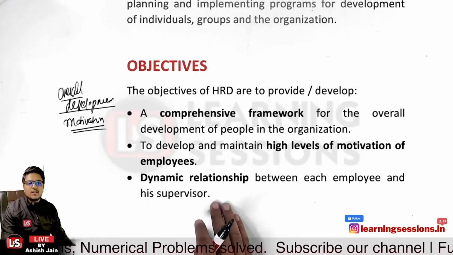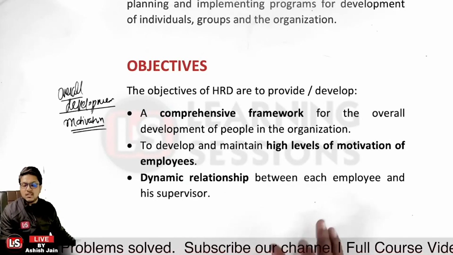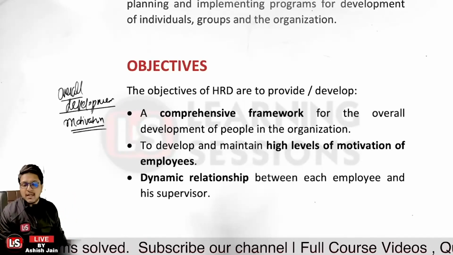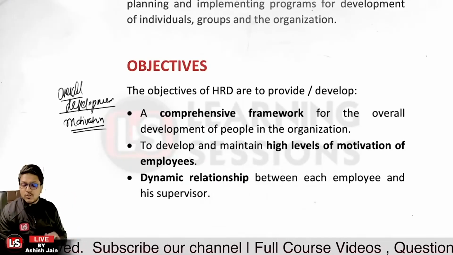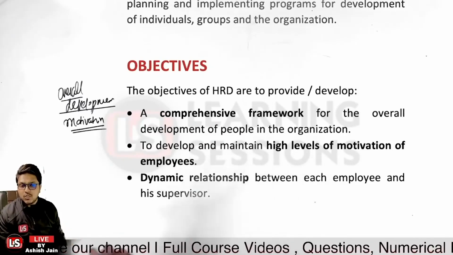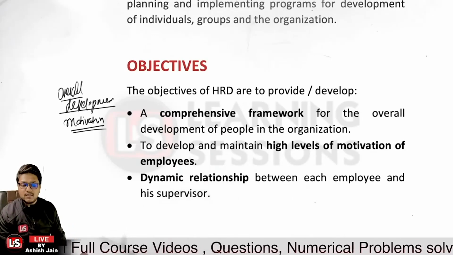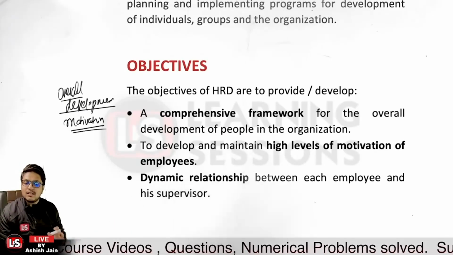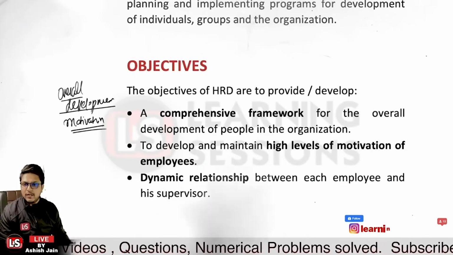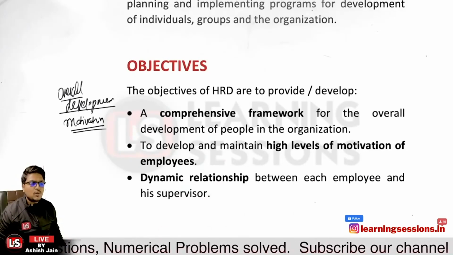And the third one is related to a dynamic relationship between each employee and supervisor, so that they must be communicating what is to be produced, so that the actual message is given to the employee himself, so that he performs his duty in a way that the organization can achieve its corporate goals. Is that clear? So this is related to objectives.